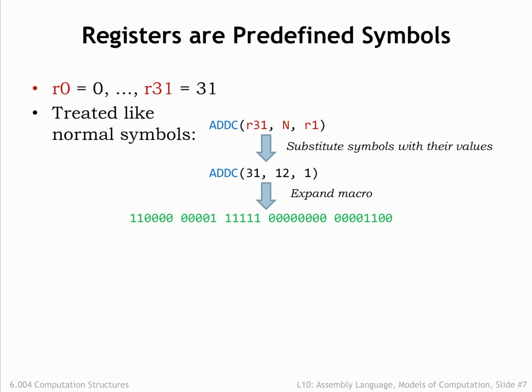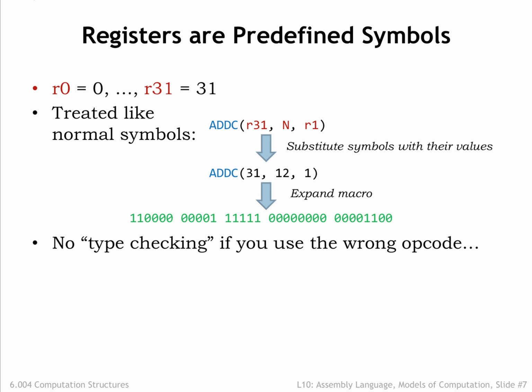As we saw in the previous slide, there's nothing magic about the register symbols. They're just symbolic names for the values 0 through 31. So when processing addc, r31, n, and r1, UASM replaces the symbols with their values and actually expands addc 31, 12, 1. UASM is very simple. It simply replaces symbols with their values, expands macros, and evaluates expressions.